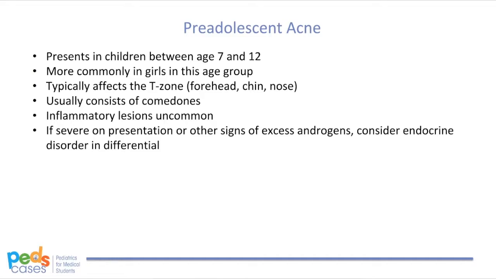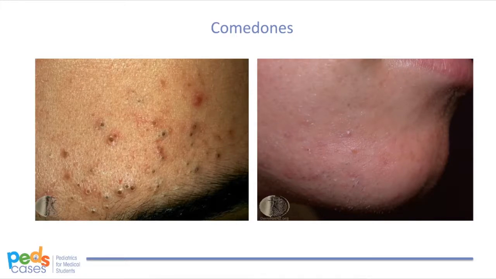Preadolescent acne presents in children between the age of 7 and 12. It is more common for girls to develop acne in this age category. Acne may appear before pubic hair growth, areolar budding in girls, and testicular enlargement in boys. It typically presents in the T-zone, including the forehead, chin, and nose, and consists of open and closed comedones, as seen here. Open comedones can be seen on the left, while closed comedones can be seen on the right image.